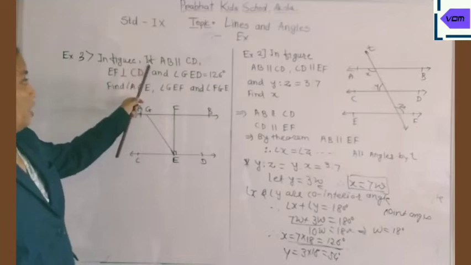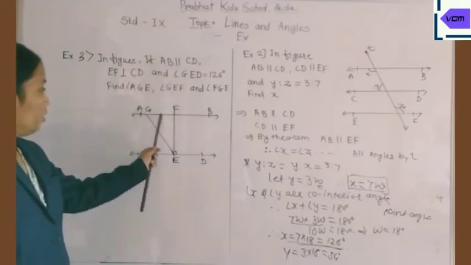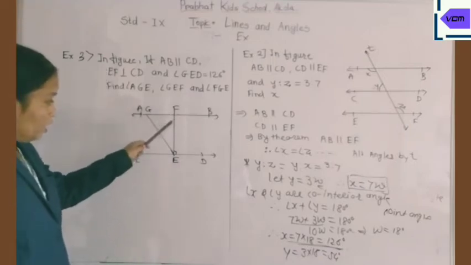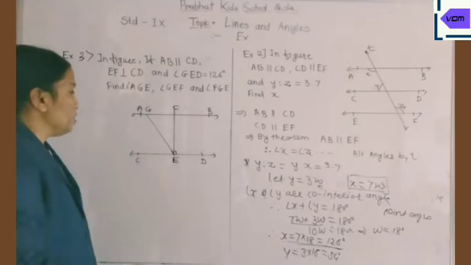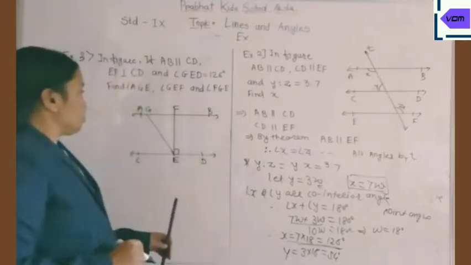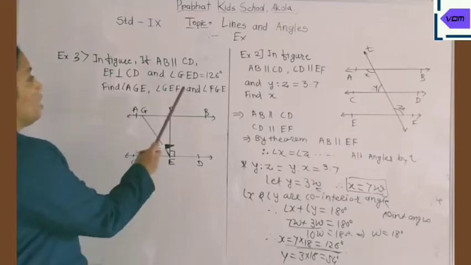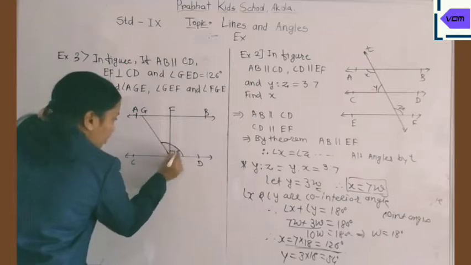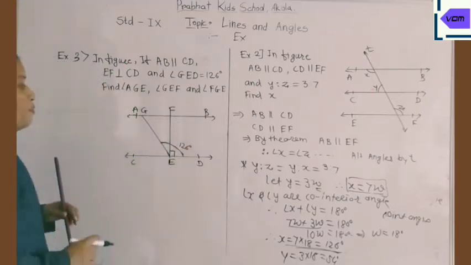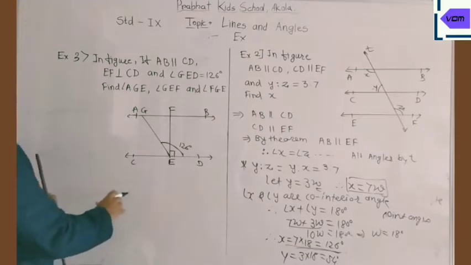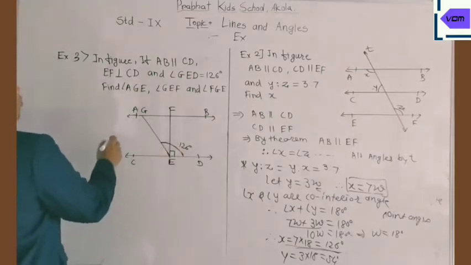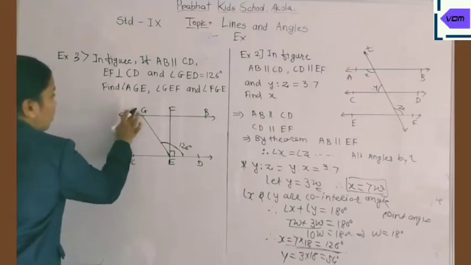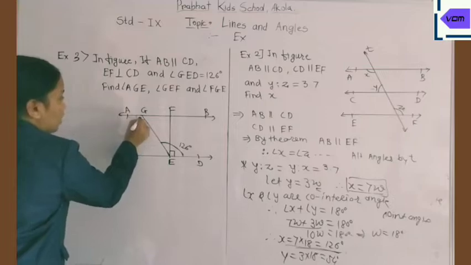In the figure, AB is given parallel to CD, and EF is perpendicular on CD. Angle GED, this one angle, is given as 126. You use the pencil for marking the angles. Okay, 126, and we have to find AGE. AGE means this angle, here is A, so we have to find this one angle.